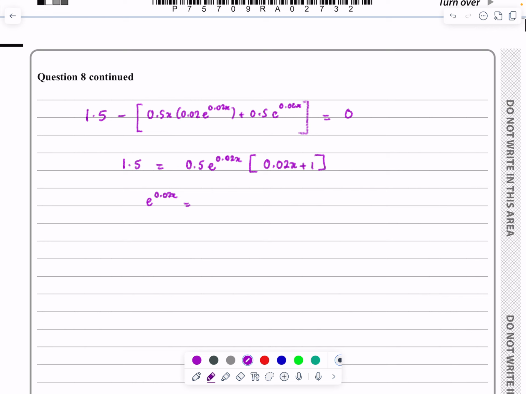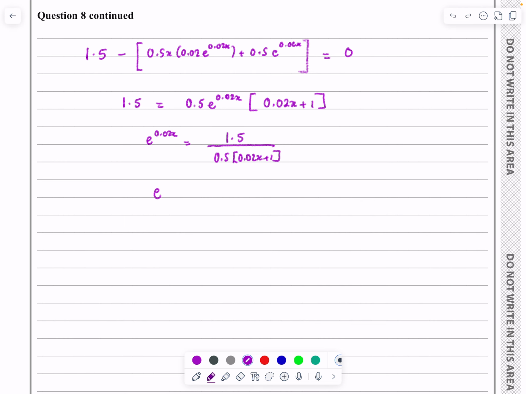is going to be equal to 1.5 all divided by 0.5 times 0.02x plus 1. Well, the 1.5 and the 0.5 we can tidy up. That's just going to be 3, isn't it? So I'm going to get e to the 0.02x is equal to 3 over 0.02x plus 1.